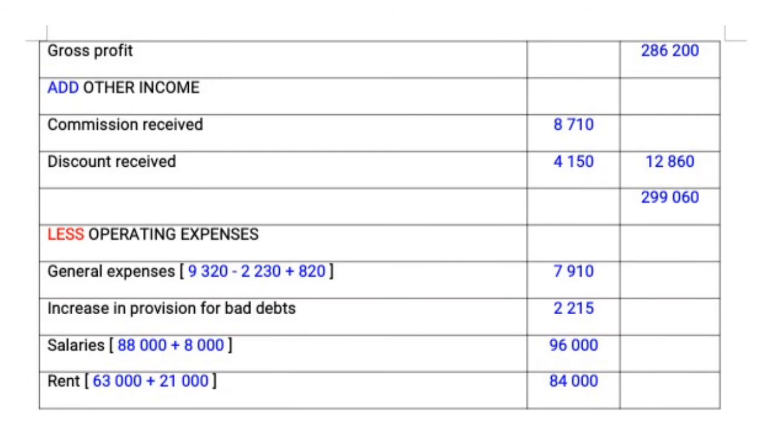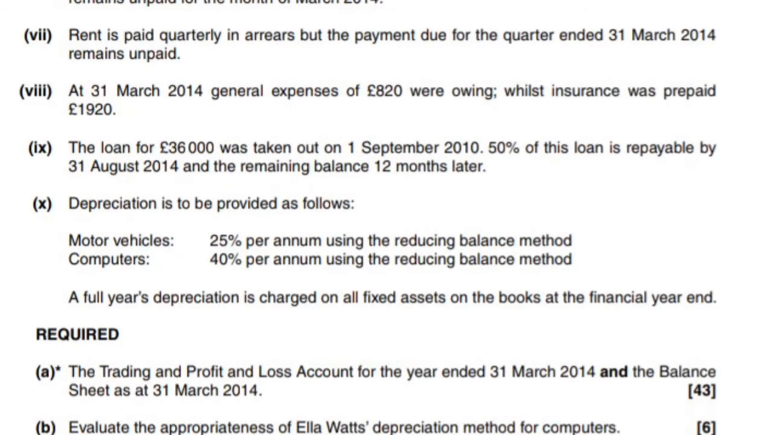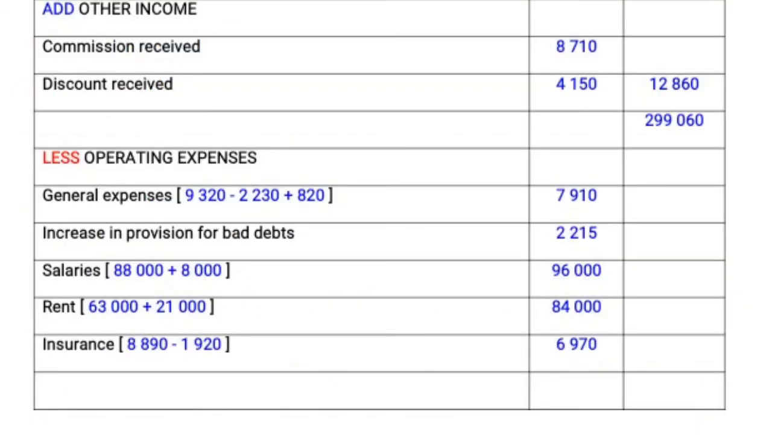Right. Then we move on to additional information number 8. General expenses of 820 were owing. We have dealt with it already. Whilst insurance was prepaid 1920. So whenever you see insurance prepaid, it means we have paid in advance. So you have to deduct so that you'll be left with insurance which covers the financial accounting period, applying accrual or matching concept. So insurance, I'm going to write insurance, then you put open bracket, you visit your trial balance.